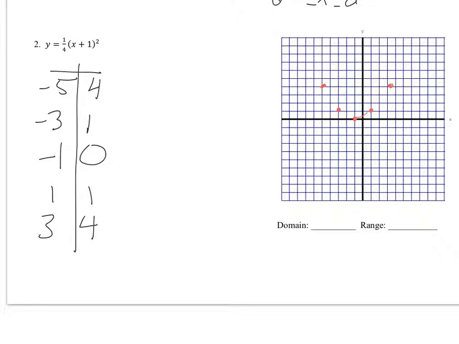So again, here are my points. The 1/4 makes it stretch out. It's compressed. So my domain, again, I go left and right for infinity.